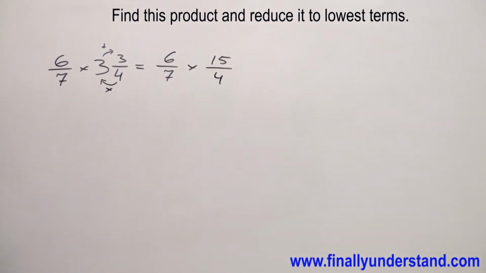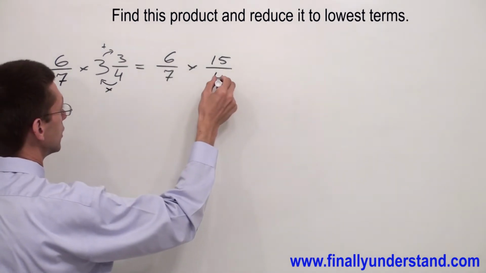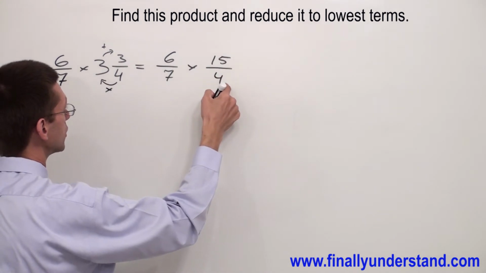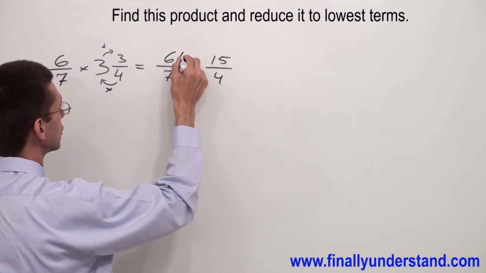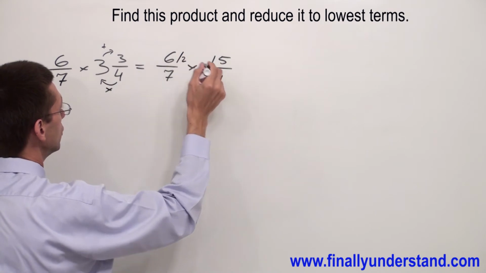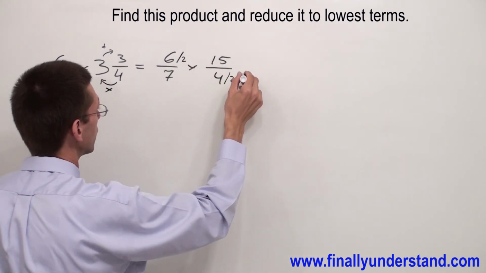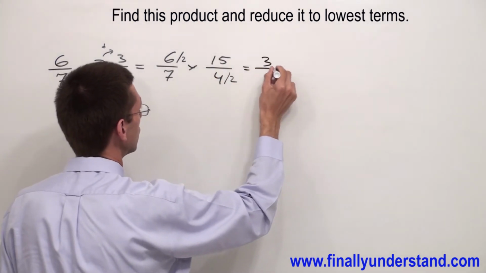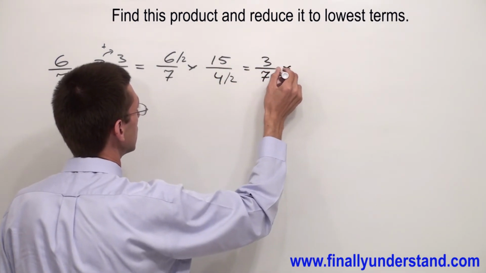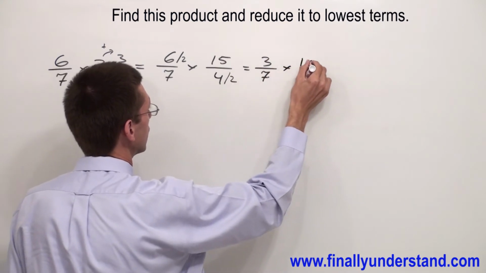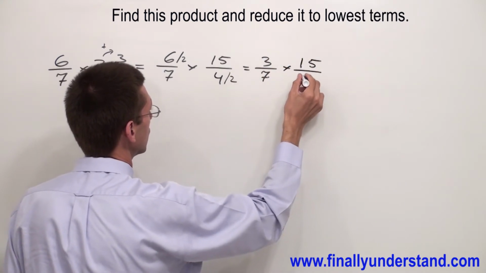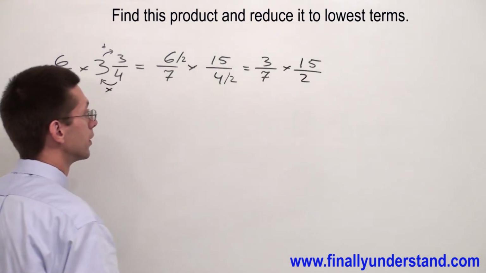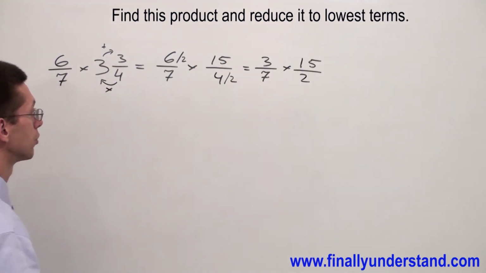Now, check if we can reduce something, any numerator with any denominator. 6 is divisible by 2 and 4 is divisible by 2. That's why I'm going to reduce 6 by 2 and 4 by 2. 6 divided by 2 is 3 over 7 times 15 over 2.